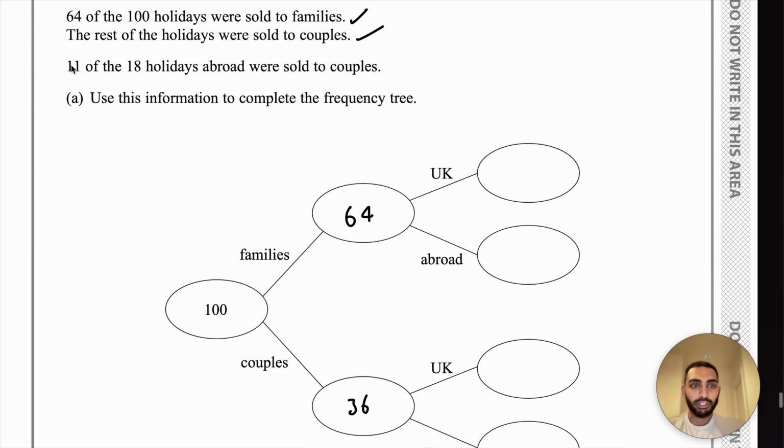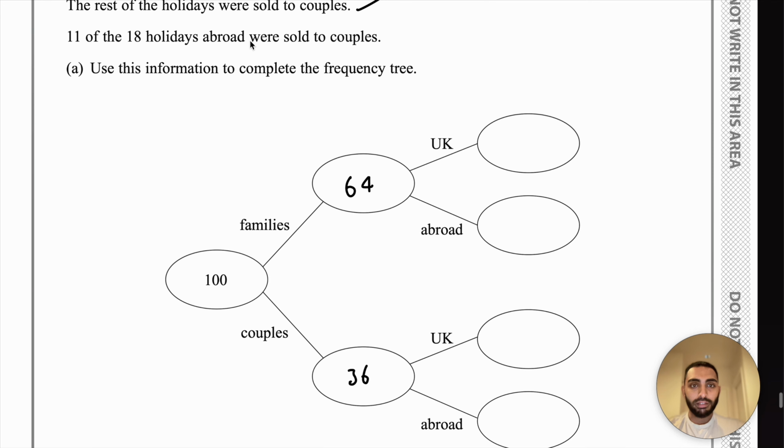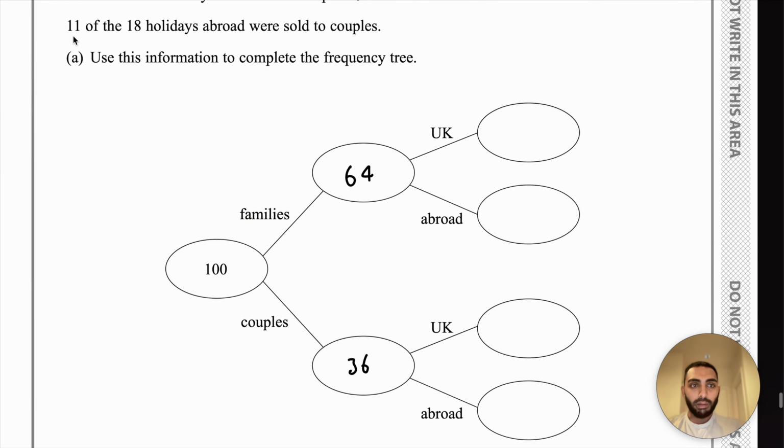We've already found that information. 11 of the 18 holidays abroad were sold to couples. So I can put this 11 that was sold to couples, I'm going down and to abroad. Because it's out of 18, I can find out how many holidays abroad were to families. So if I do 18 take away 11, that gives me 7, and I can place that number here.